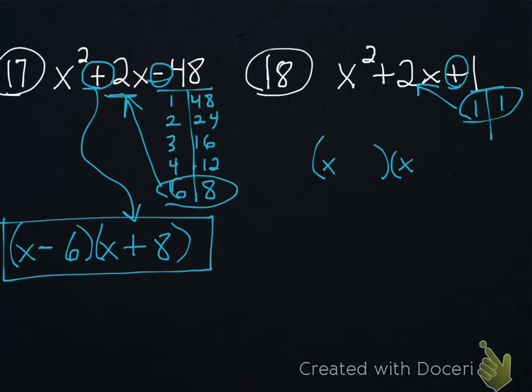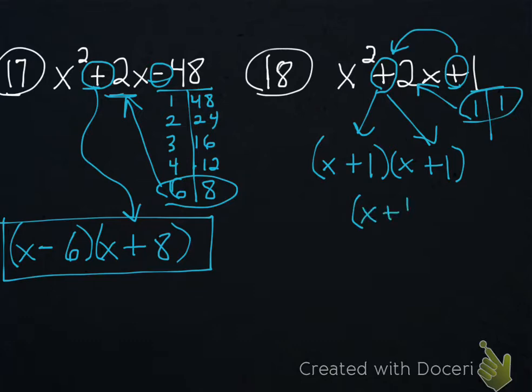X's are in front, 1's are at the end. What are the signs? The same as the middle. Because the constant is positive, they're both identical. My binomials are identical, so I can write my factored form as x plus 1 squared.